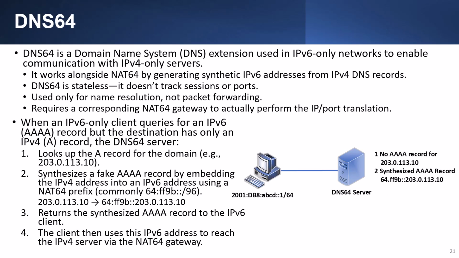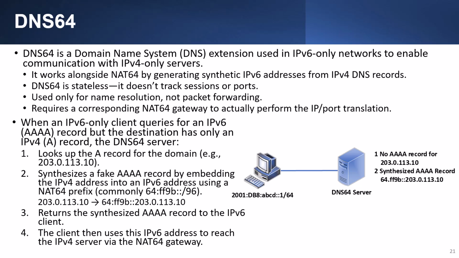DNS64 is a domain name system extension used in IPv6 only networks to enable communications with IPv4 only servers. It works alongside NAT64 by generating synthetic IPv6 addresses from IPv4 DNS records. DNS64 is stateless. It doesn't track sessions or ports. It's used only for name resolution, not packet forwarding. It requires the corresponding NAT64 gateway to actually perform the IP port translation.